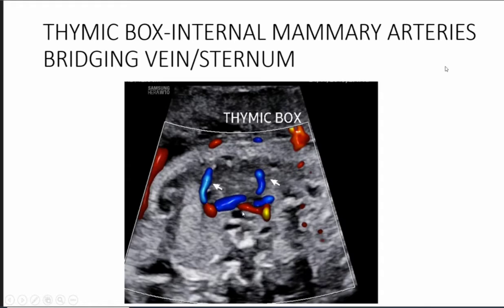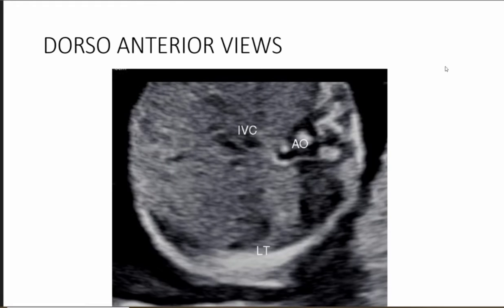In the superior mediastinum, above the three-vessel view, we can see the thymus. With a low pulse repetition frequency and color scale, we can show both the internal mammary arteries on either side, the brachiocephalic vein posteriorly, and the sternal manubrium sternum anteriorly. And this is called the thymic box and inside this box is the embryological thymus. In all fetal echoes, we have to demonstrate the thymus because aplasia of thymus is a clue for DiGeorge syndrome and outlet anomalies.